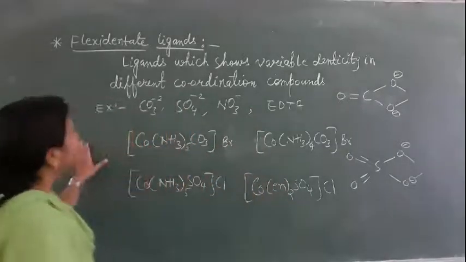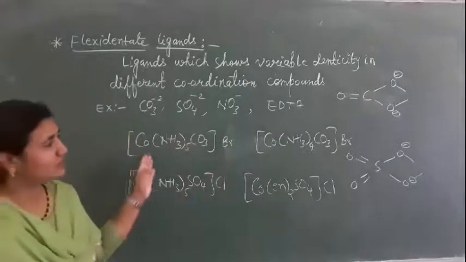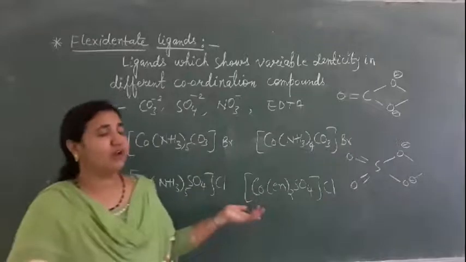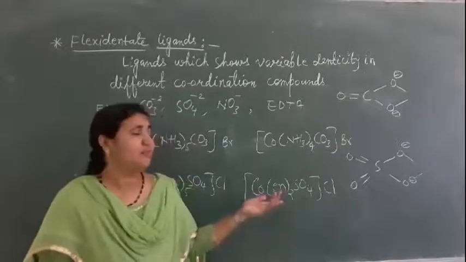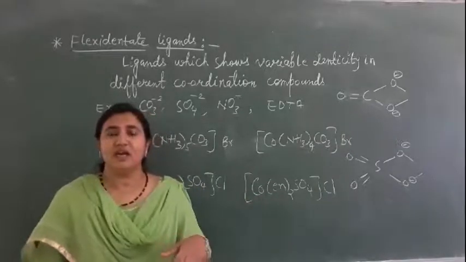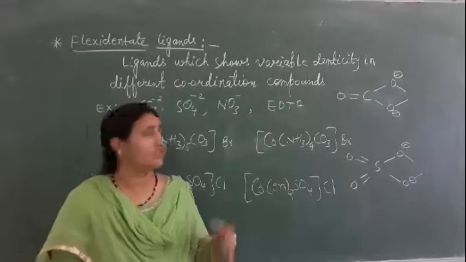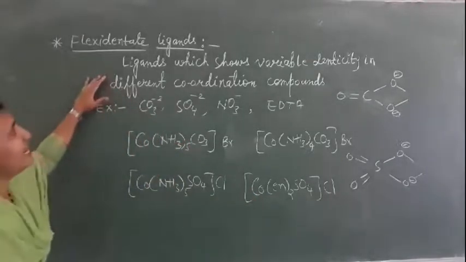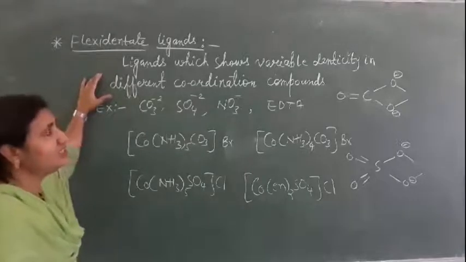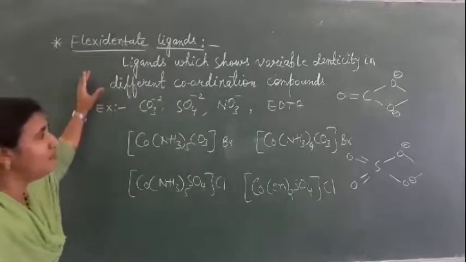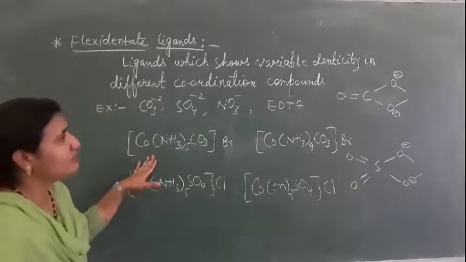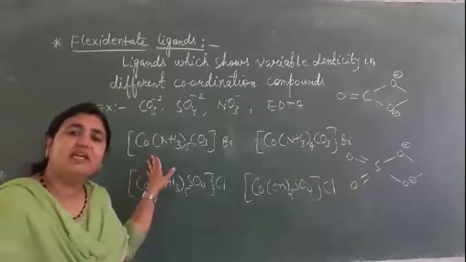Flexible ligand. What does flexible ligand mean? The ligands which can have 2 donor atoms or 3 donor atoms, but can donate either 1 or 2 in different compounds. So the definition is: ligands which show variable denticity in different coordination compounds. See here, this carbonate can act as a monodentate, and it can also act as a bidentate ligand.